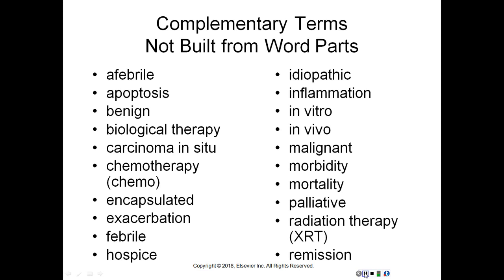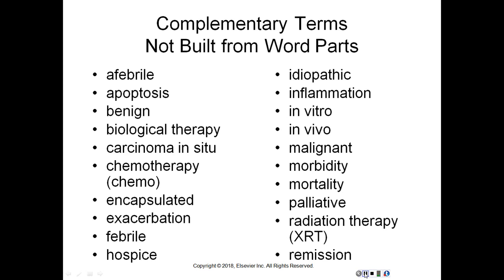Malignant, tending to become progressively worse and to cause death, as in cancer. So again, this would be the opposite of a benign cancer. A malignant cancer is the bad type. It doesn't mean it can't be cured, it's just going to be more aggressive. Morbidity, state of being diseased, incidence of illness in a population. Mortality, state of being mortal or death, incidence of the number of deaths in a population.